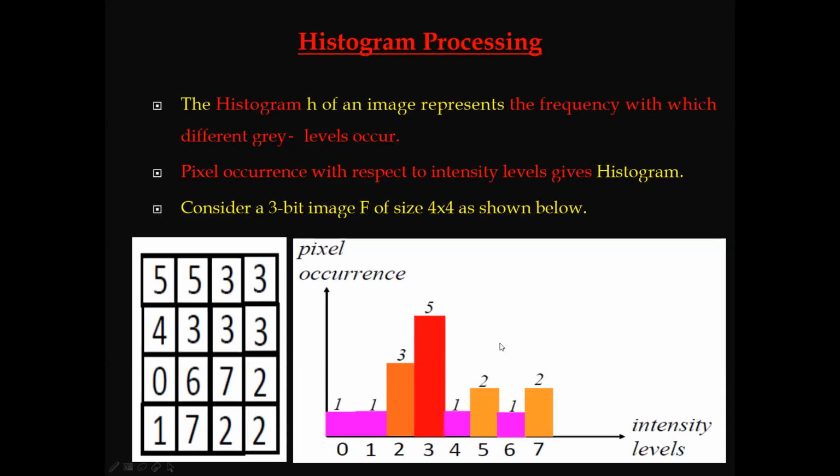So what is the definition of a histogram? Pixel occurrence with respect to the intensity level is nothing but a histogram, or we can say the graphical representation of the occurrence of the pixels we can call a histogram. A histogram gives you the probability of occurrence of the pixels.